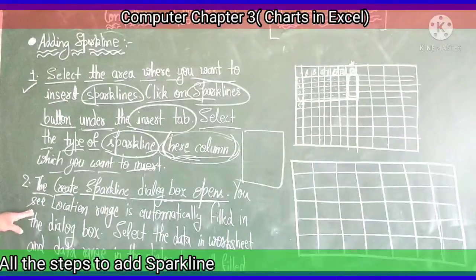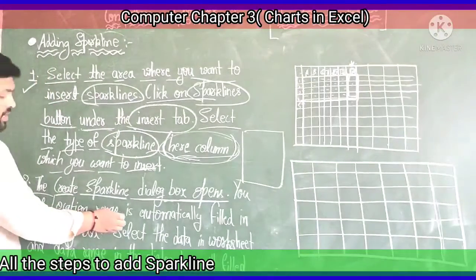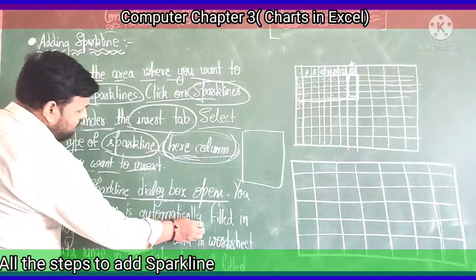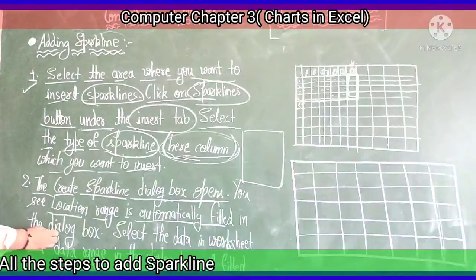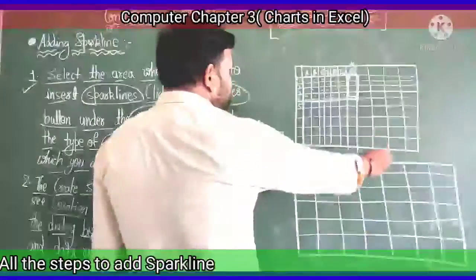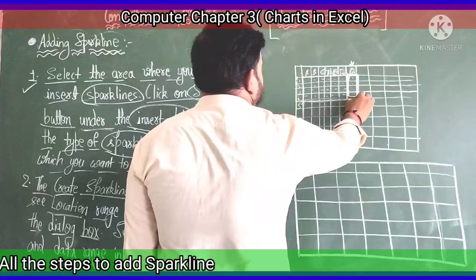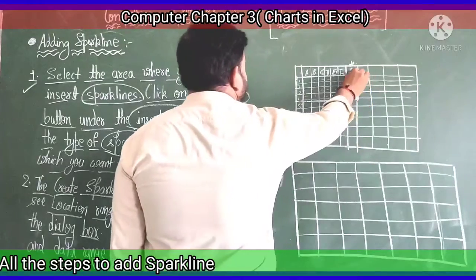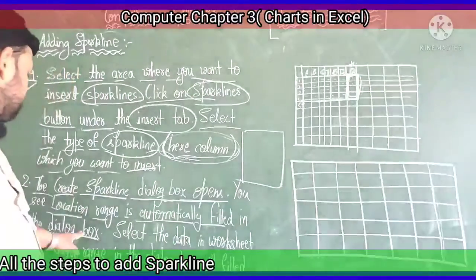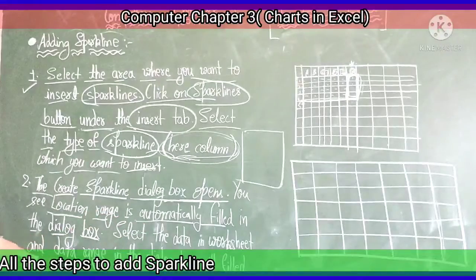You see the location range is automatically filled in the dialog box. This is the G1 to G5 location for your sparkline, and it is automatically filled in the dialog box.